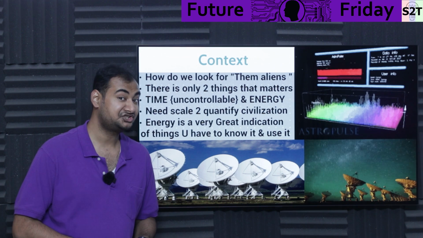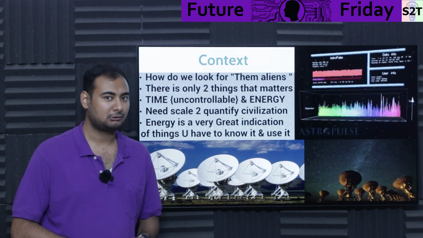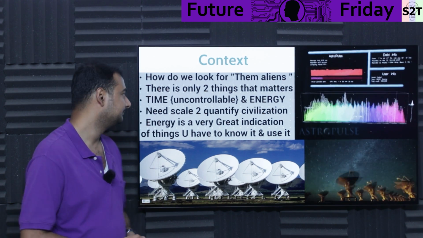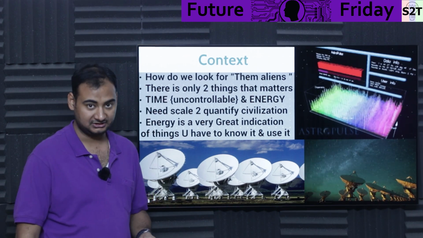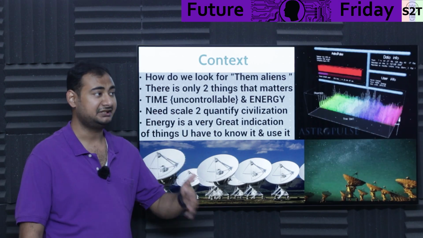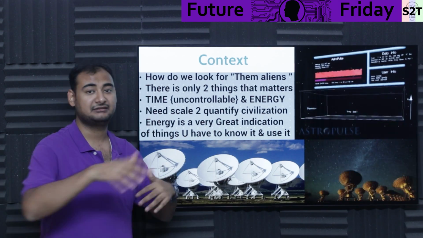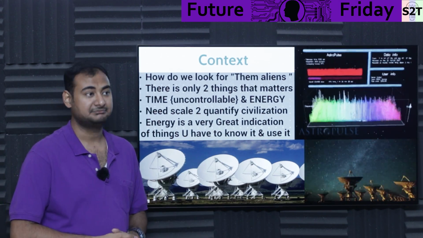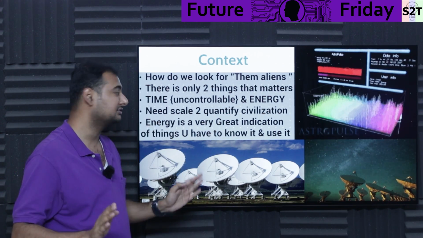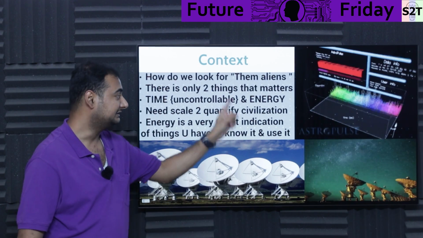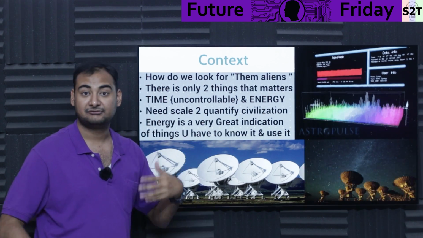If you have that much energy, there is no problem in this universe that you cannot solve. So there are only two factors that matter. One is time, which is uncontrollable. We do not have control over it. And even if somehow, magically, you have the ability to go back and forth in time, the universe's time clock is always going forward. So it's an uncontrollable factor. So we don't think about it. The only factor that matters is energy. For example, Star Trek.